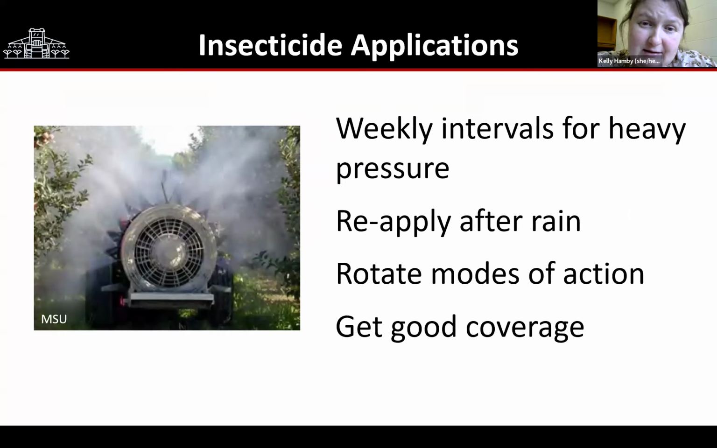So the general best practices for insecticide applications for spotted wing Drosophila is that you're going to need at least weekly intervals for heavy pressure. You're going to need to reapply after rain. You want to rotate modes of action and you want to get good coverage. So especially as I mentioned, raspberries can be hard to spray. You need to get thorough coverage throughout the canopy into the center of the canopy where they like to hang out to really control them.